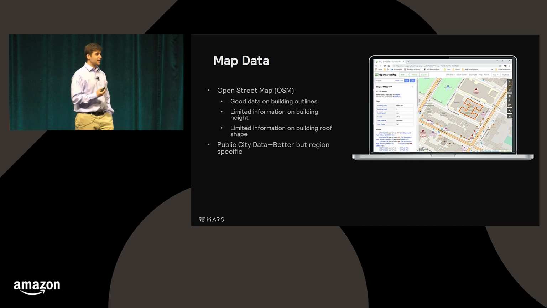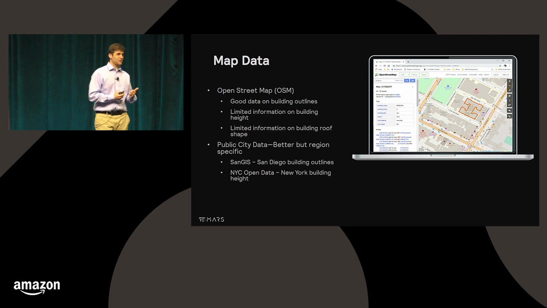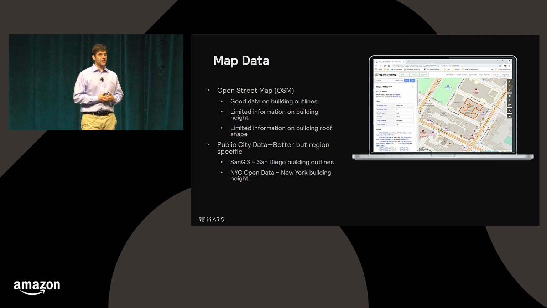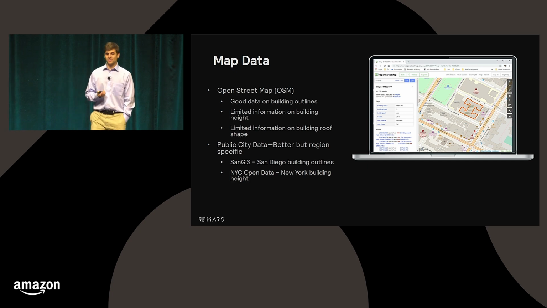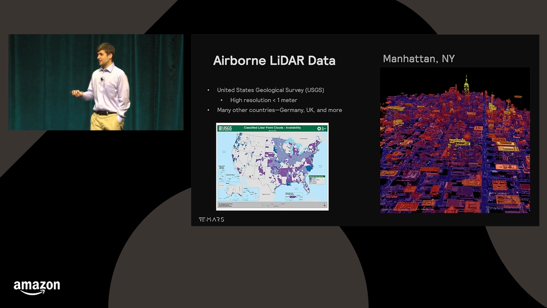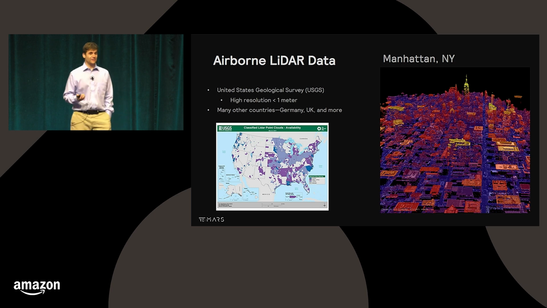There are also public city data sources. There are 2 great ones that I found. SanGIS is probably one of the best ones I've ever seen. It's made by the government, funded by the city government of San Diego, and has incredible information about building information, land use area, and so forth. And there's also New York City Open Data. However, none of those databases have any information about building roof shape. But maybe we can look at different data sources. So we have airborne LiDAR point cloud data. On the picture on the right, you see Manhattan, New York.